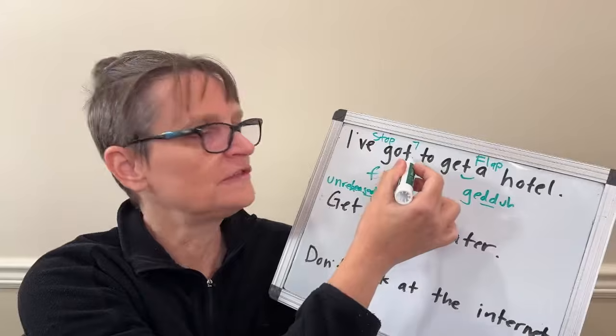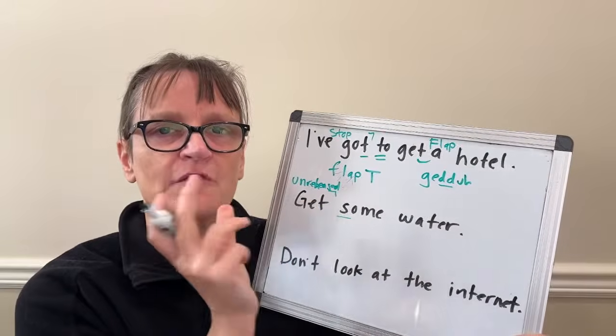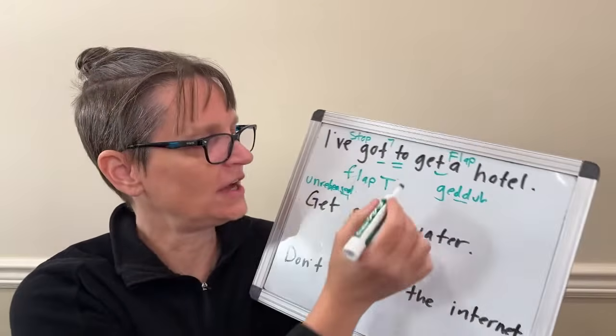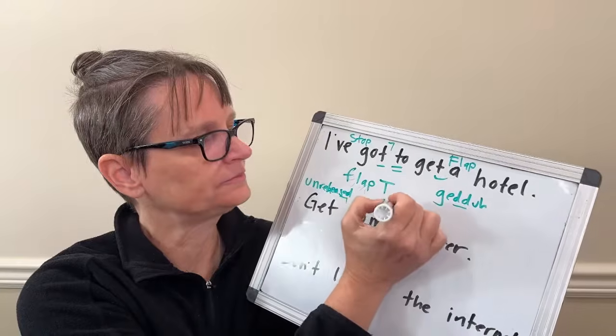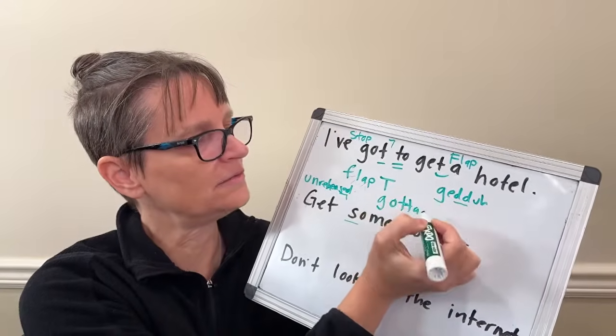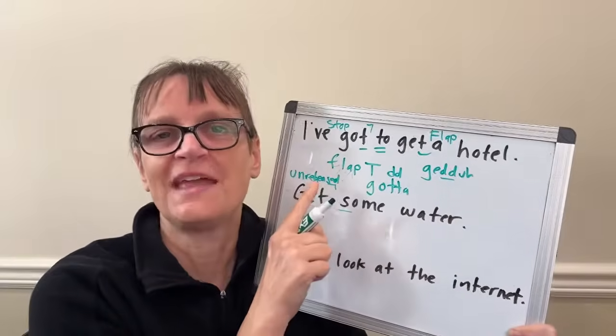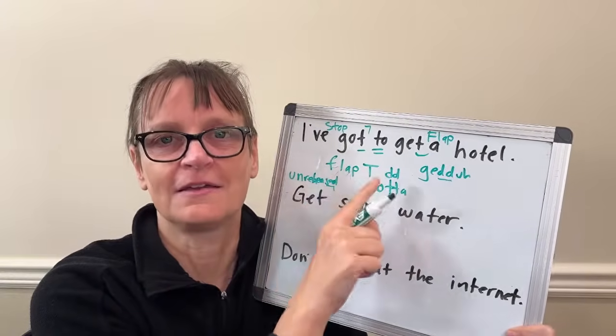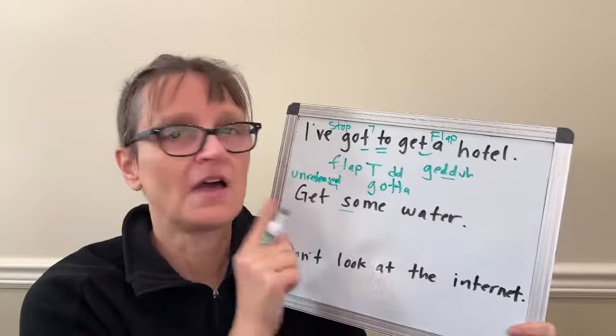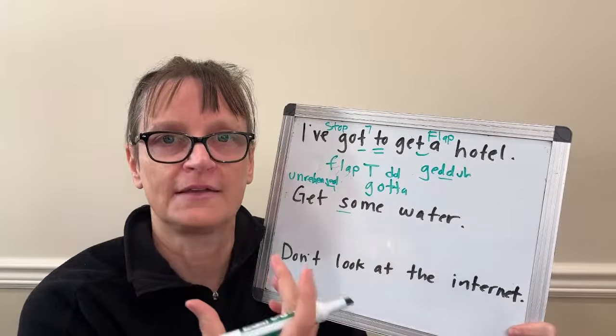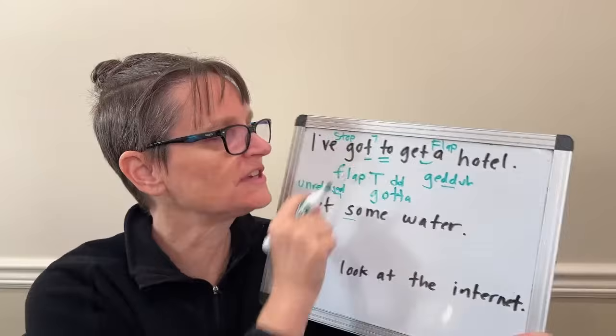We can also do a flap T on "got to" if we change "got to" to "gotta." So gotta, we write it with two T's, we say it with the flap sound. So we may change this all the way to I've gotta get a, I've gotta get a. So I've got to get a or I've gotta get a. Two flaps or a stop T.